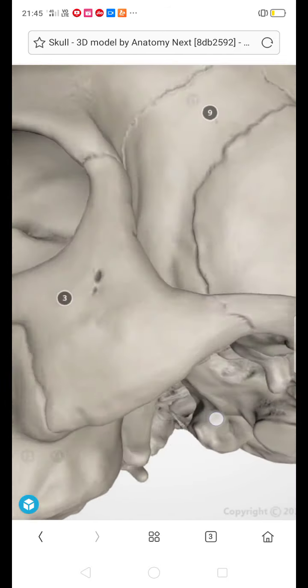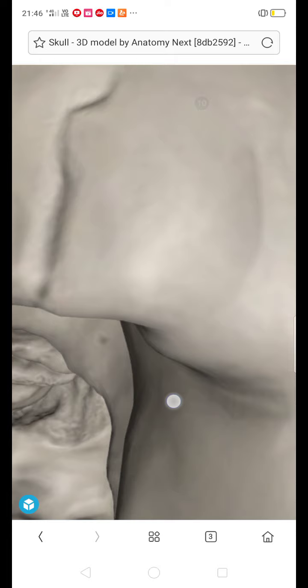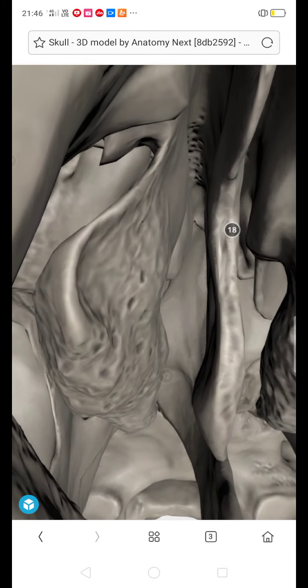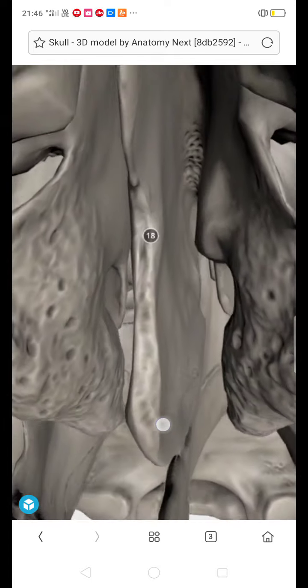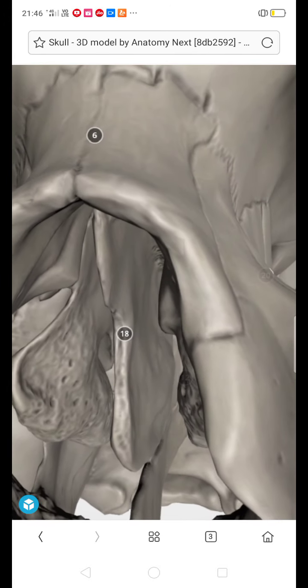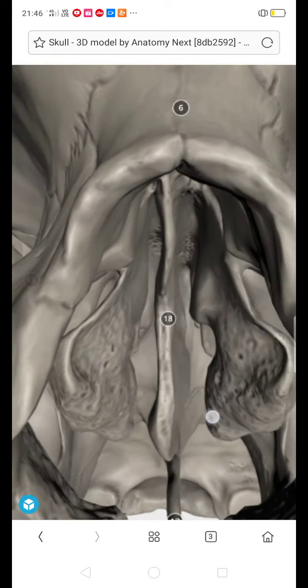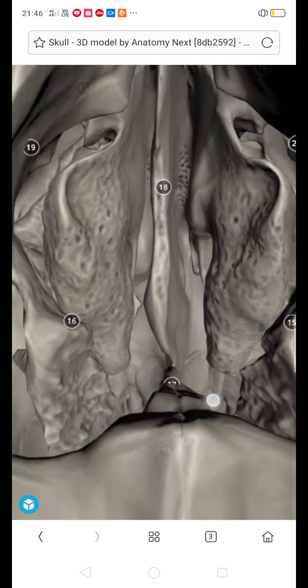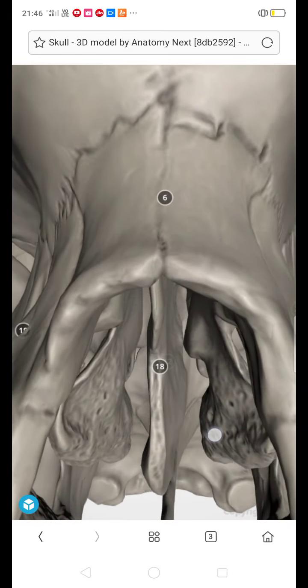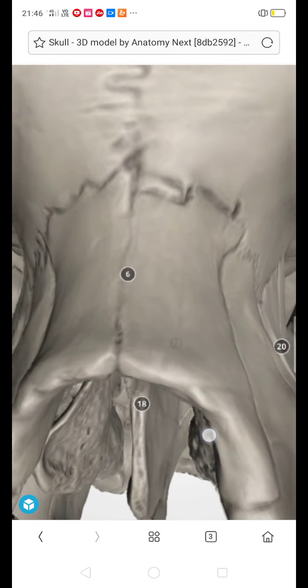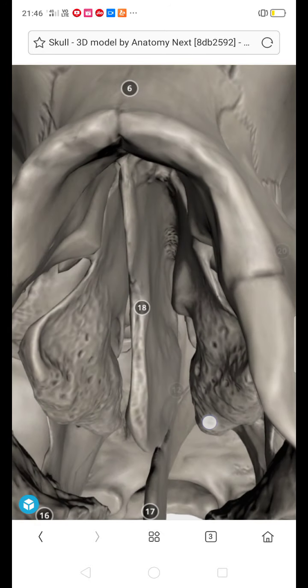A fascinating 3D architecture of the skull. We are going through the nose. The nasal floor, perpendicular plate of ethmoid and vomer, and the lateral nasal wall.